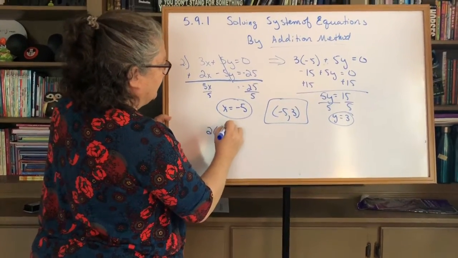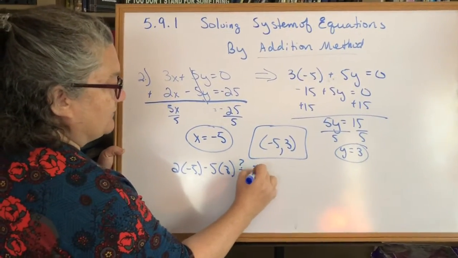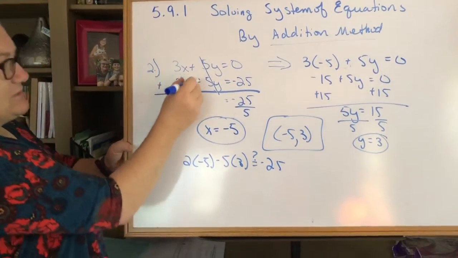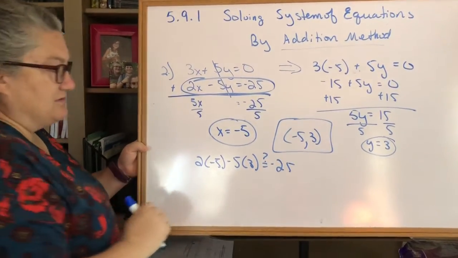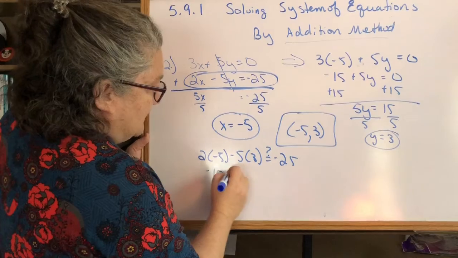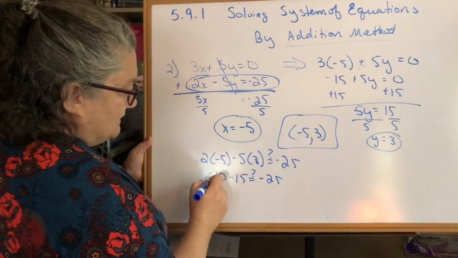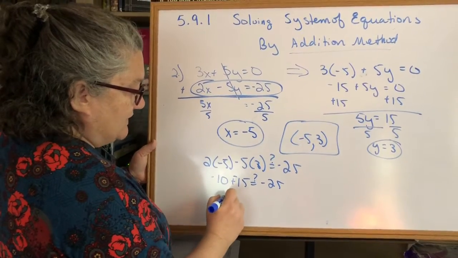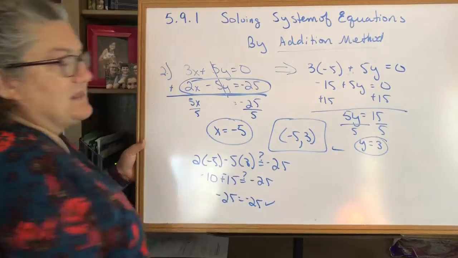2 times -5 minus 5 times 3. Does it equal -25? I just took this equation right there and substituted the x and y values in. So I have -10 minus 15. Does that equal -25? What's -10 plus -15? -25 does equal -25. So yes, we got the solution.